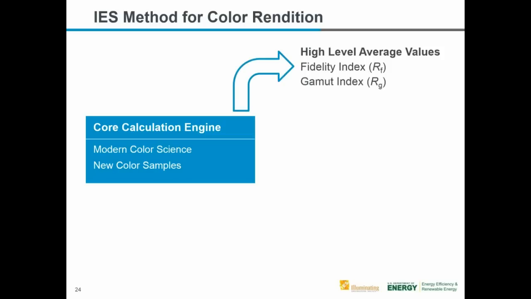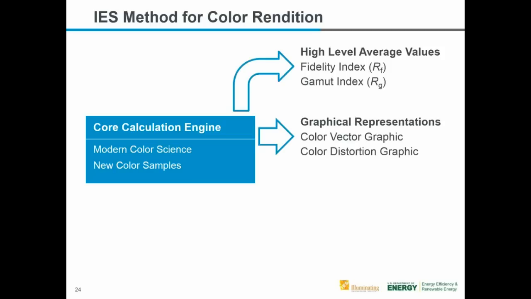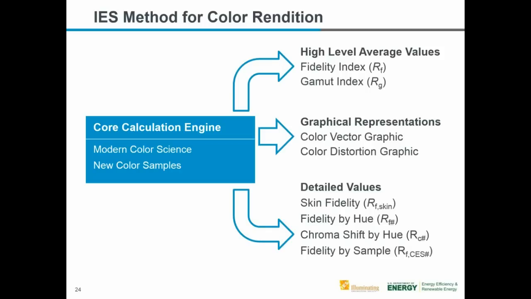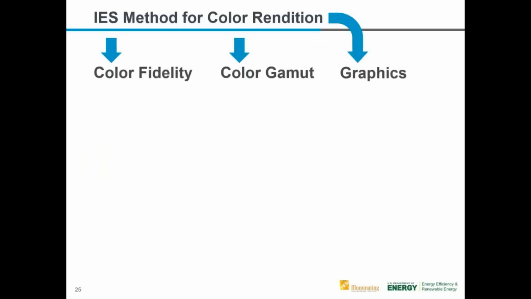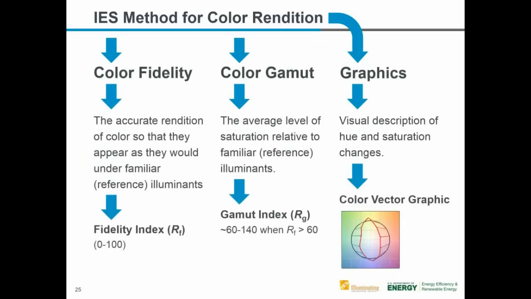The 3 most important outputs are the fidelity index, Rf, the gamut index, Rg, and one of the color graphics. The system also includes secondary indices, some of which are listed here. I'll focus on those top-level indices and get into them in a little more detail now. The fidelity index listed here on the left, Rf, has a scale from 0 to 100, with higher scores meaning the source will render colors more similarly to a reference. Note that higher numbers are not necessarily better, and the highest possible fidelity score may not always be the most appropriate source for a given application.